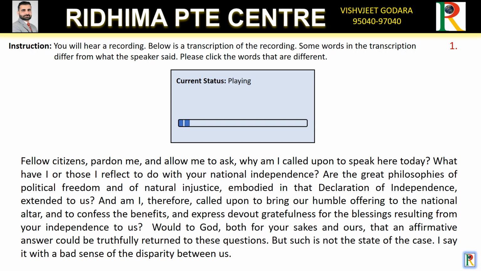Fellow citizens, pardon me. Allow me to ask, why am I called upon to speak here today? What have I or those I represent to do with your national independence? Are the great principles of political freedom and of natural justice embodied in that Declaration of Independence extended to us? And am I therefore called upon to bring our humble offering to the national altar, and to confess the benefits and express devout gratitude for the blessings resulting from your independence to us?